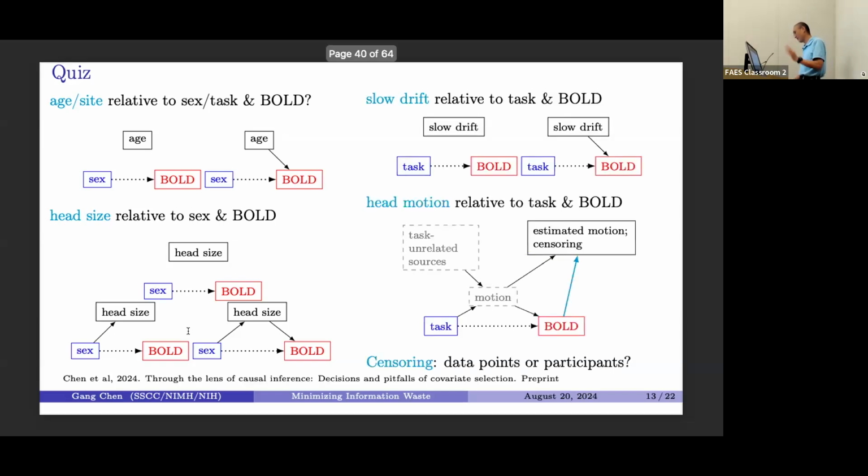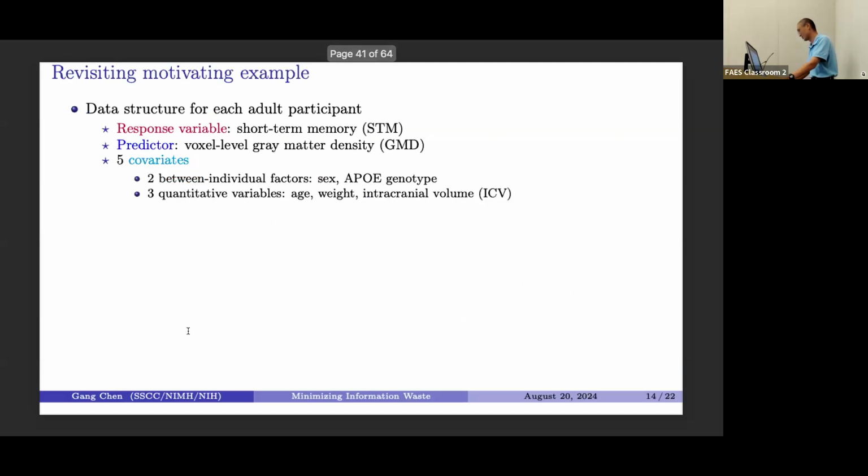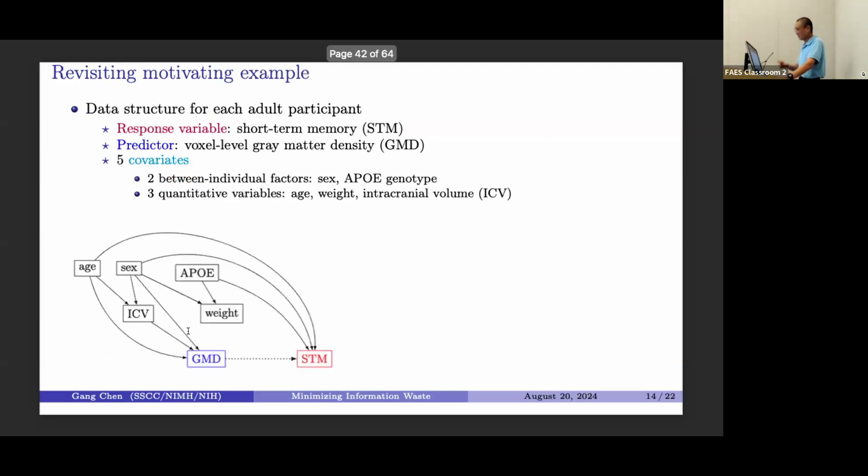So there are many cases, but I'm going to skip them because I'm running out of time. This is the example I showed you earlier, with those 5 covariates. We just draw this. People call it a DAG. There's a causal relationship among those variables.